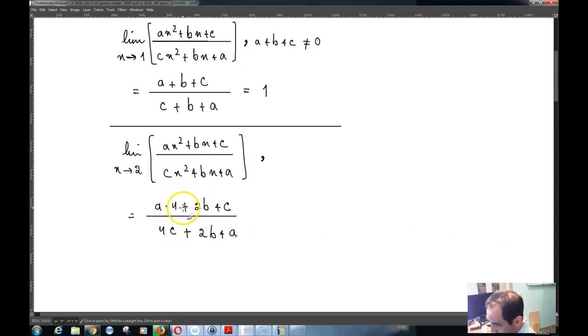No, it doesn't work here. Only if x tends to 1 will you get a 1. Otherwise you will get this expression over here, which is not really useful. So the answer is 1.